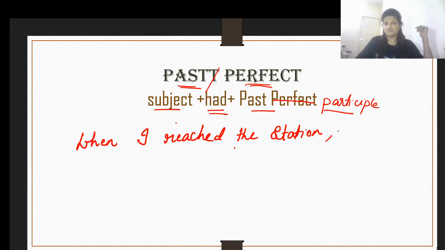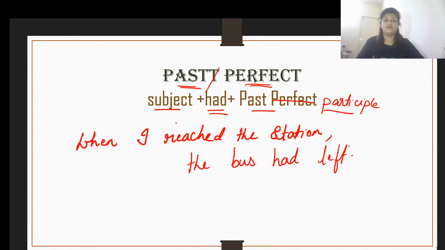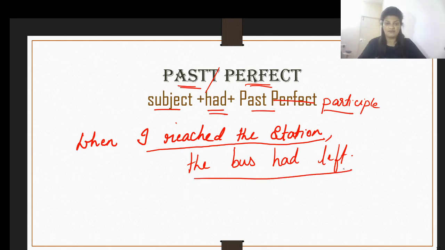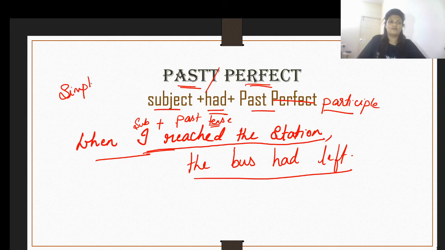Okay, when I reached the station, the bus had left. Now over here we have two clauses. I hope you remember the clauses and the phrases. Over here we have two clauses. That is, I reached the station is one clause, and the bus had left is another clause. Well, over here, if you take a look at the sentence structure, we have the subject, and soon after the subject we have the verb reached, which is our past tense. Therefore, this structure is in simple past.